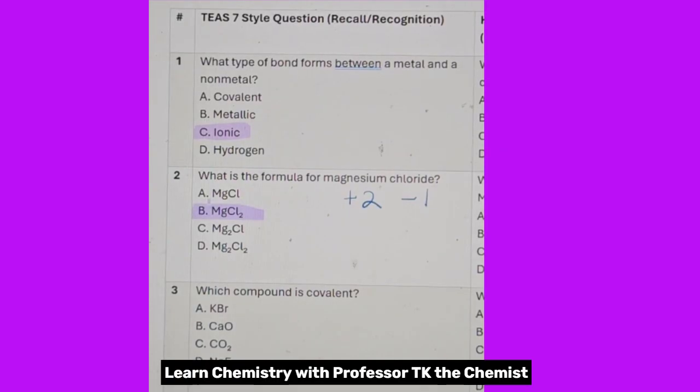Number 3. Which compound is a covalent compound? Think about what I'm asking you. If you know what these elements are, then you should know how to answer this question. Hopefully you have a periodic table on standby. All right, good job, y'all. C.